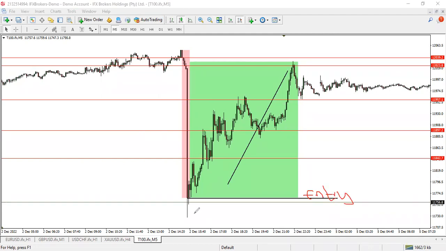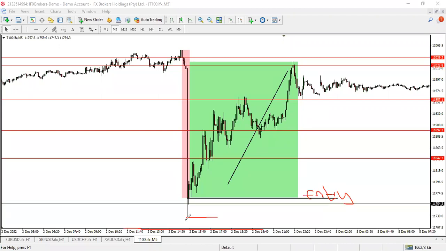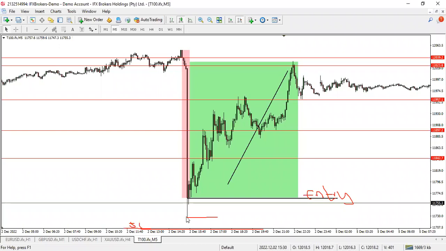Then where do we set the stop loss? I told you, this is our rejection. We set our stop loss a few pips away from that rejection. And then I'm telling you guys, we are going far. If you can follow this, we are going far. You see, we said stop loss here, a few pips away from the rejection.